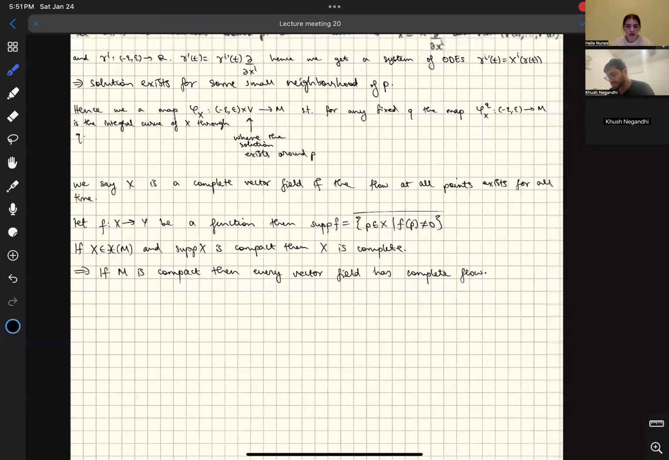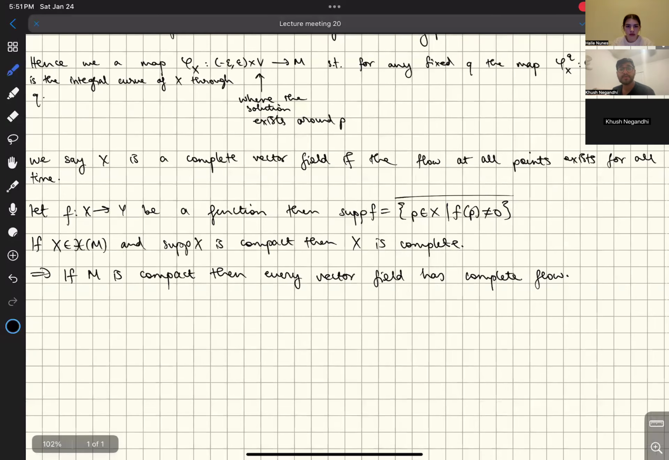And the reason for this is the support of any function is closed, and any closed subset of a compact Hausdorff manifold is compact. Again, this is a topology thing. It's just for the sake of completeness. But yeah, that's one very interesting thing: compact manifolds have complete flow.